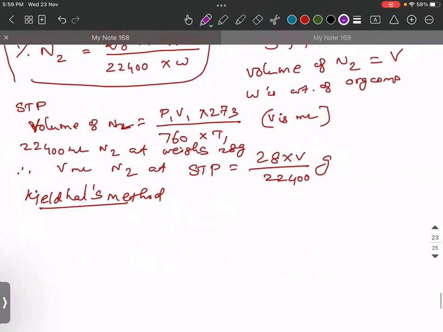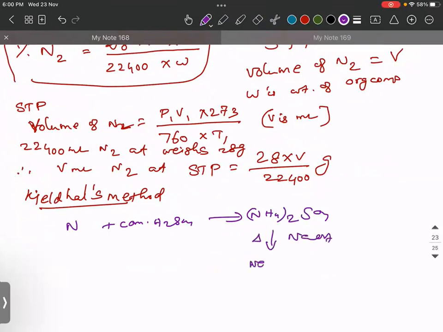Kjeldahl method. The compound is heated with sulfuric acid, so the nitrogen will be converted into ammonium sulfate. The nitrogen from the organic compound and concentrated H2SO4 convert it to ammonium sulfate. Then this ammonium sulfate is heated with sodium hydroxide.